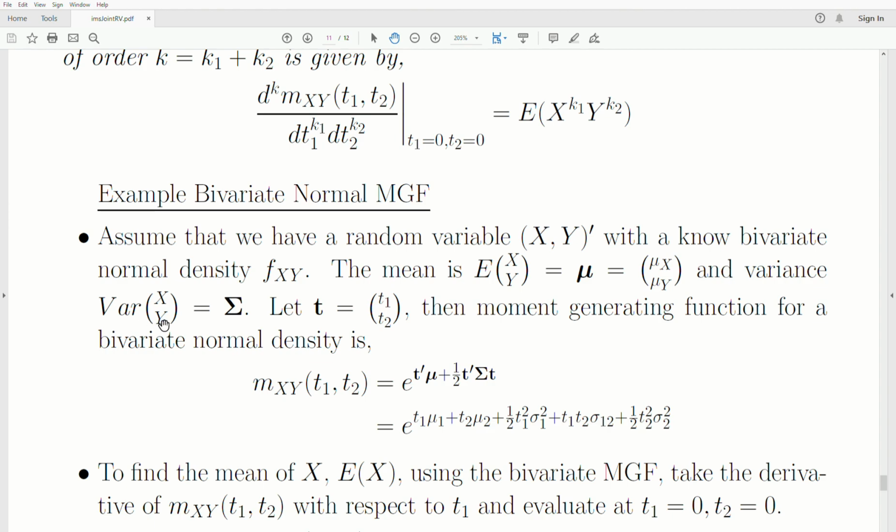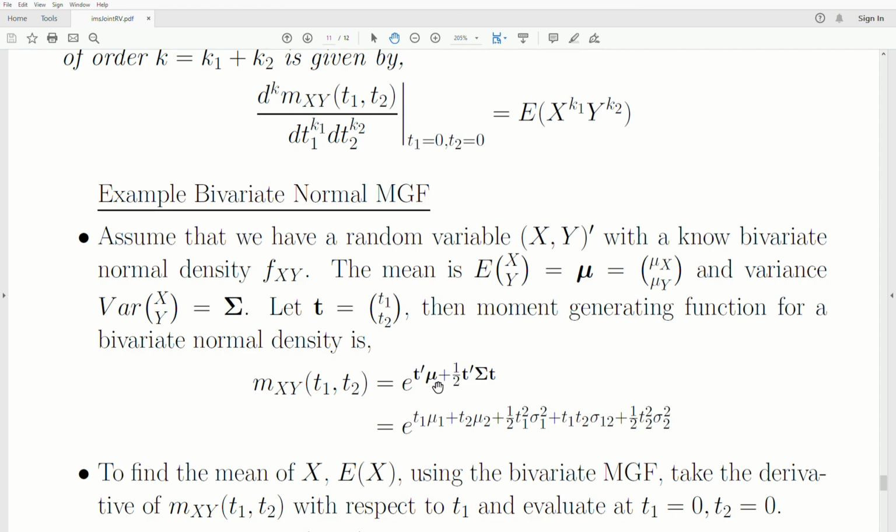And the variance of our vector creates a variance covariance matrix. The variances are down the diagonal, and the off diagonal is the covariance between X and Y. So then the density can be thought of as this. So the moment generating function of the bivariate density XY is e to the t with this exponent.